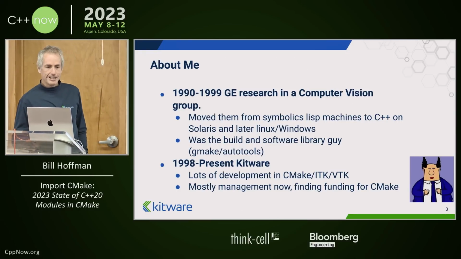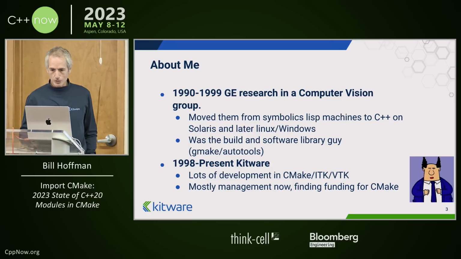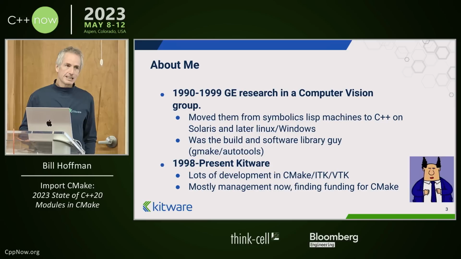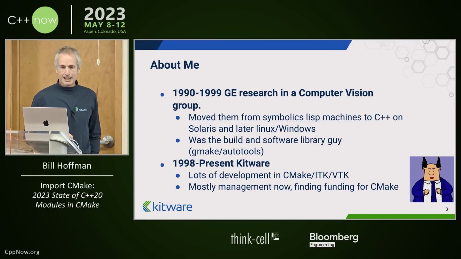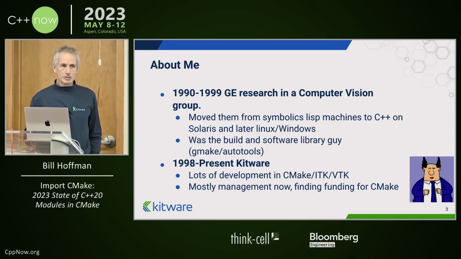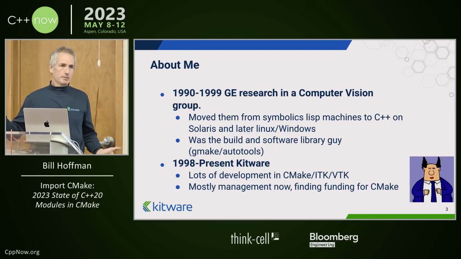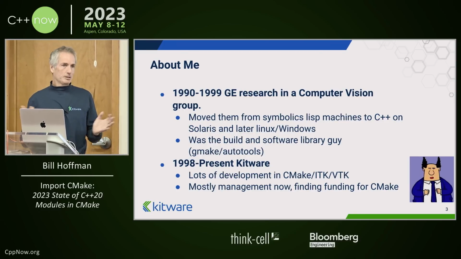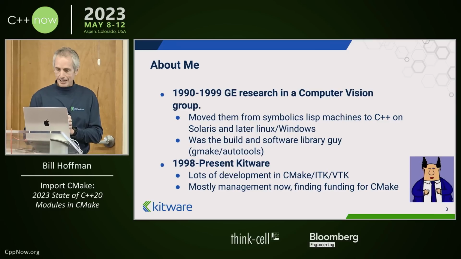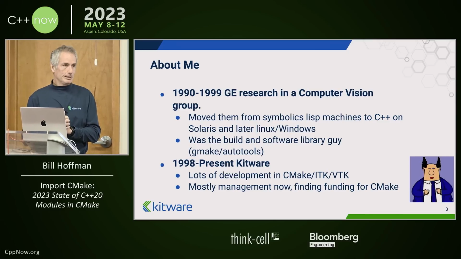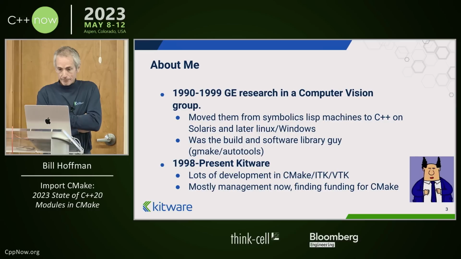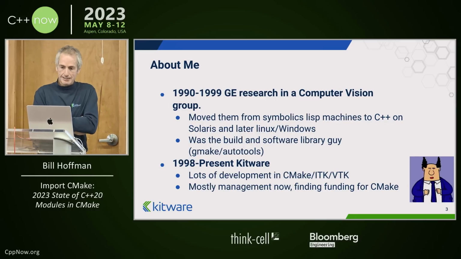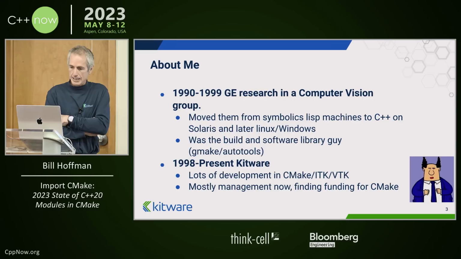A little bit about me. From 1990 to about 99, I was at GE Research in a computer vision group. Helped them move off of Symbolics Lisp machines to C++ on Solaris Sparc workstations, and later Linux and Windows. I was sort of the build guy, the library guy, helping them design their stuff. C++ was all shiny and new back then, and we were all trying to figure out how it all worked. Did a lot of stuff with CMake and Autotools. And in 98, I helped start Kitware. And I've done lots of development in CMake, the Insight Toolkit and the Visualization Toolkit.